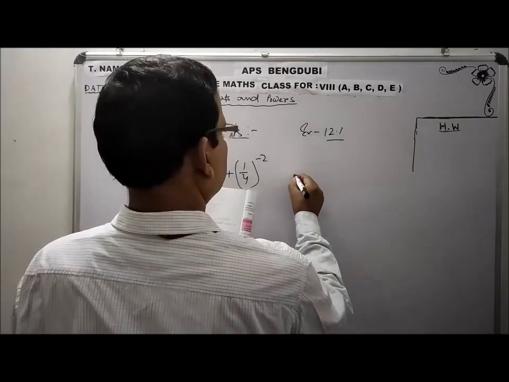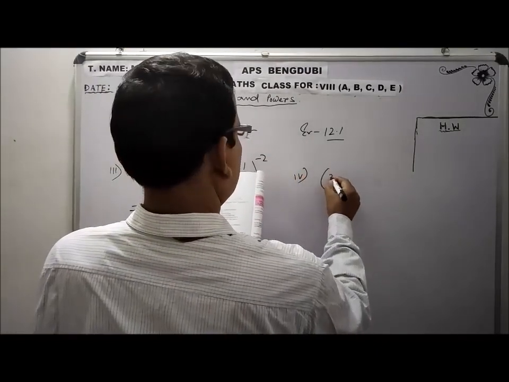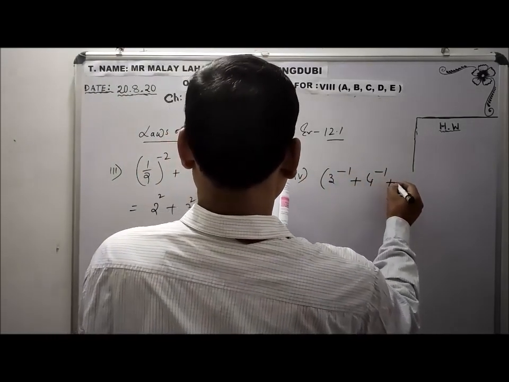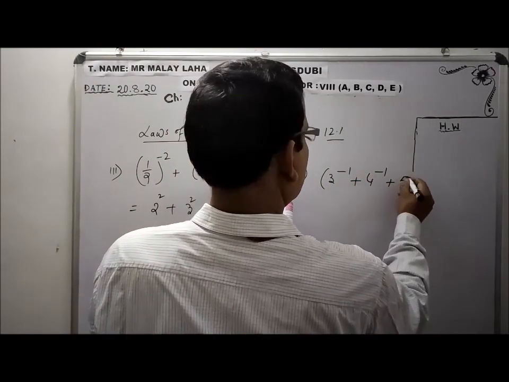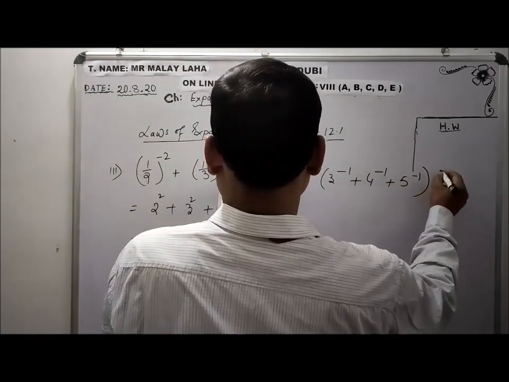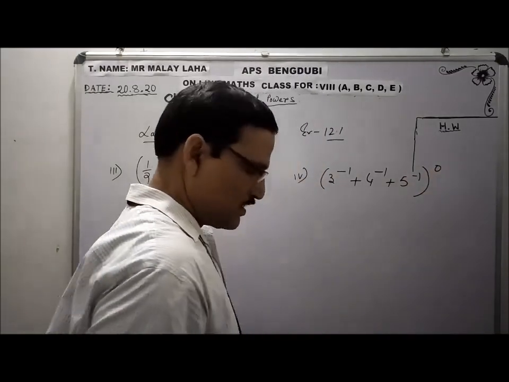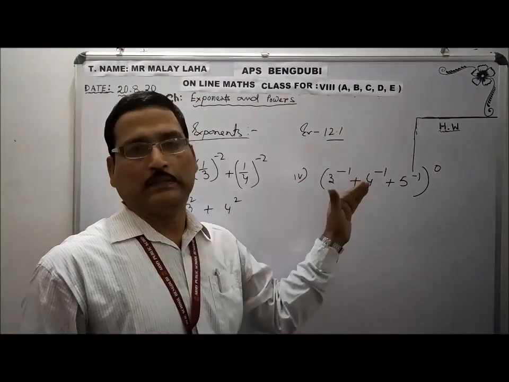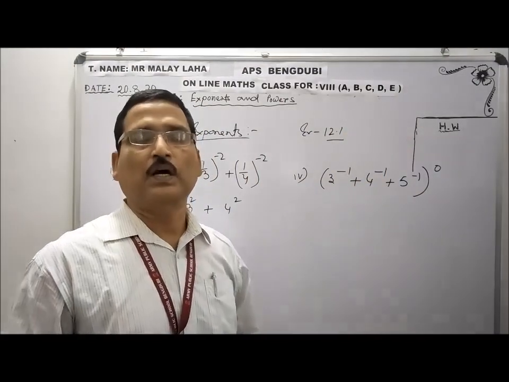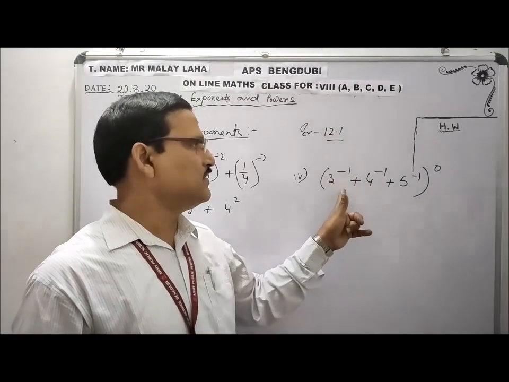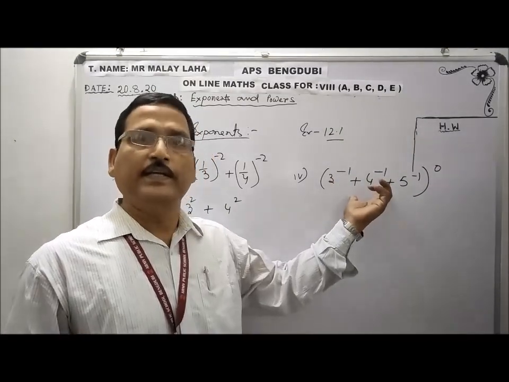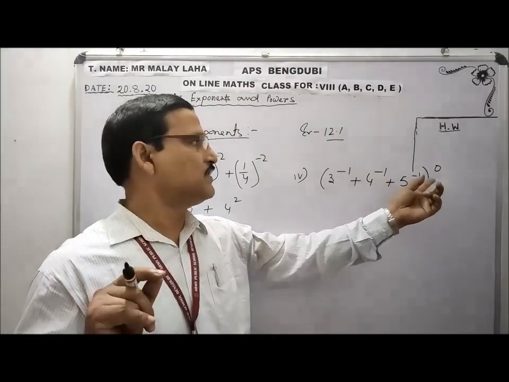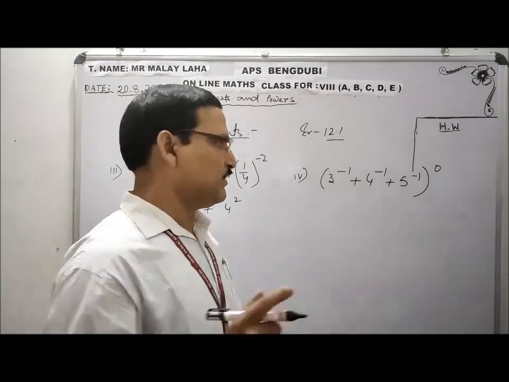Question number 4. 3 raised to minus 1 plus 4 raised to minus 1 plus 5 raised to minus 1, the whole raised to 0. I can write down the answer in one line. When a whole number is raised to the power of 0, the answer is 1. But we will not do that here. Since some numbers are also there, it requires some calculation also. You show this calculation, but the result will be 1 since the overall power is 0. But you show the result.